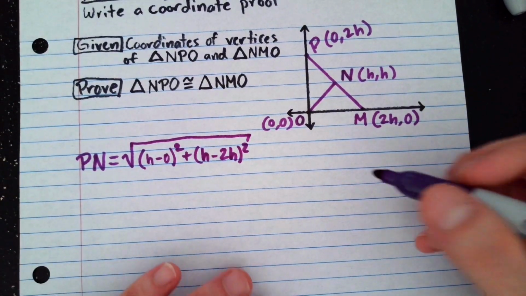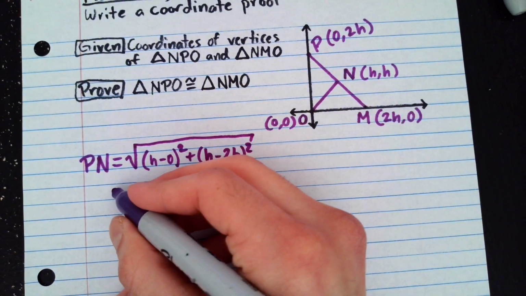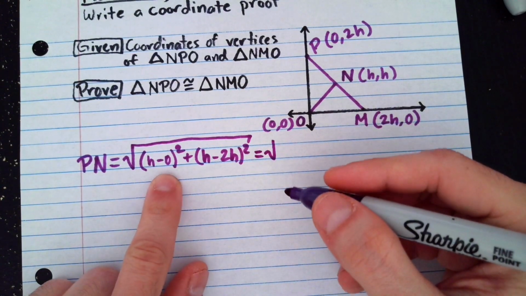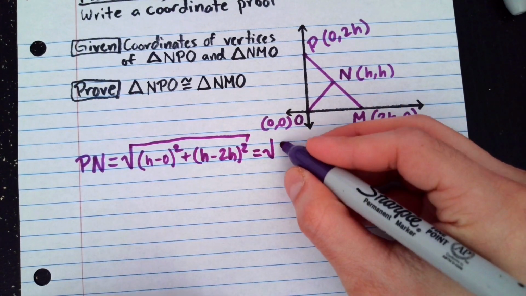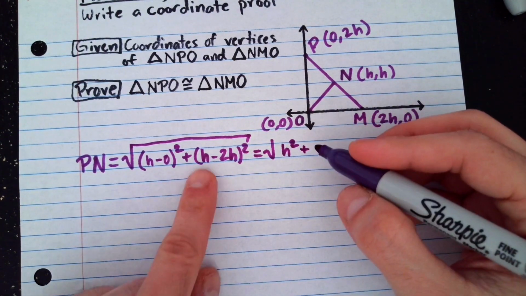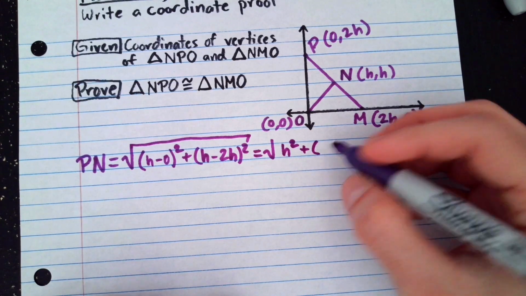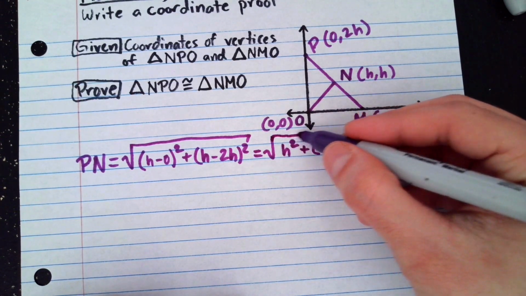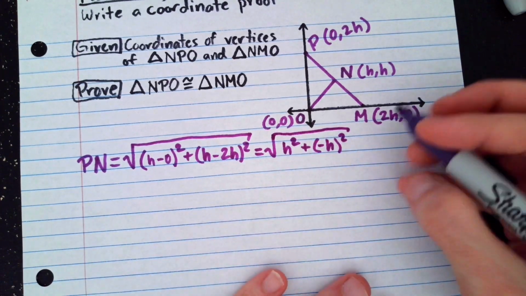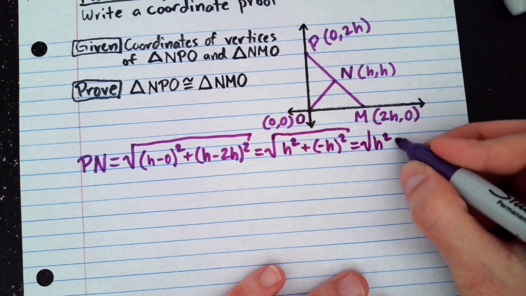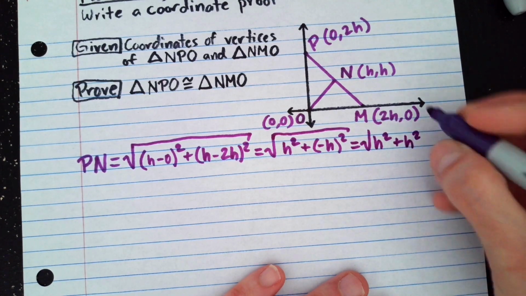So now we're going to simplify, and so this is equal to the square root of h minus 0 is just h to the second power, plus h minus 2h is going to be minus h to the second power. But a negative number to the second power turns into a positive, and so we have h squared plus h squared.